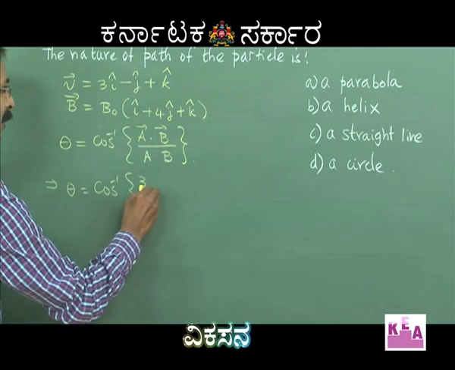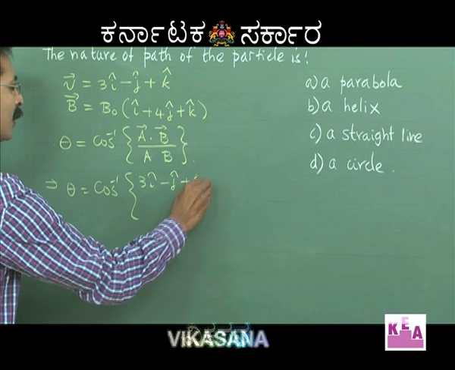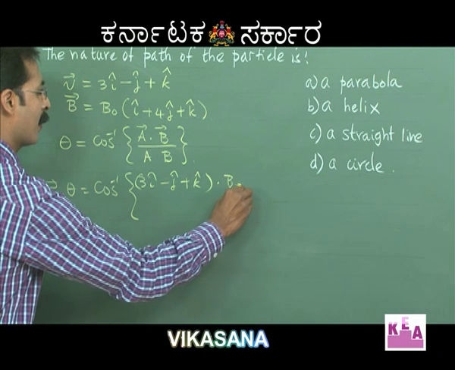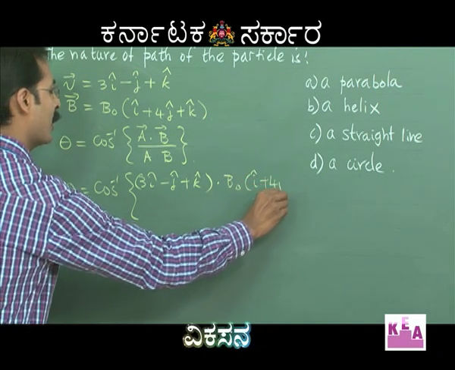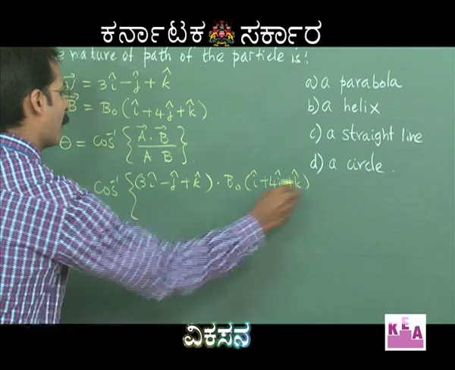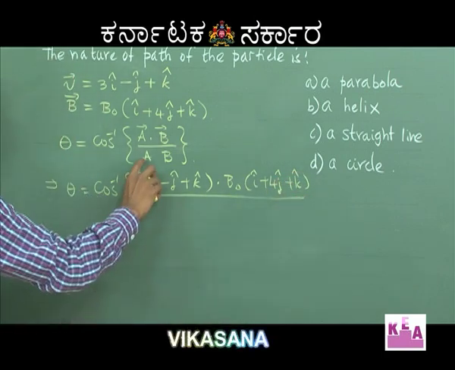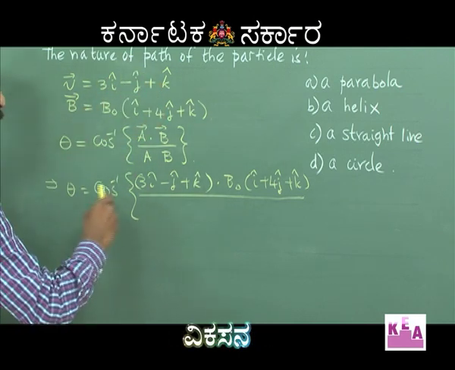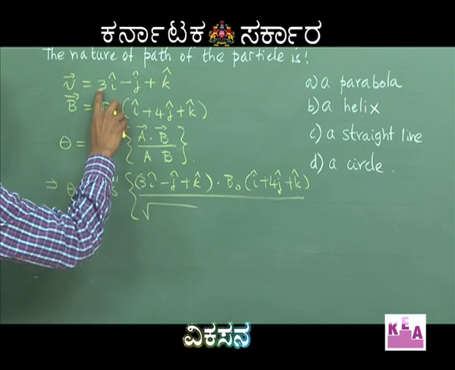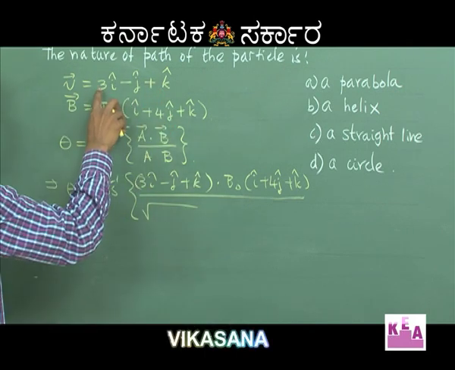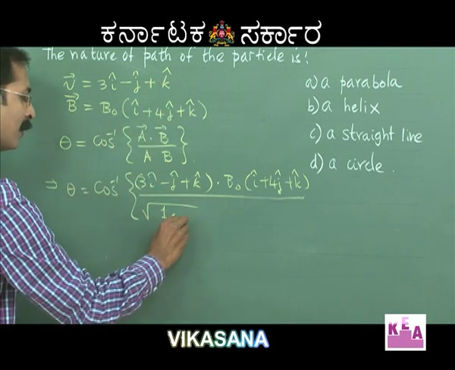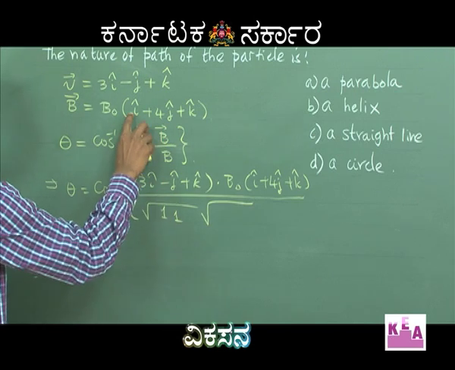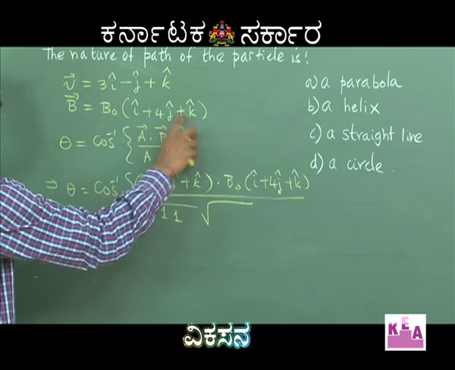That implies theta is equal to cos inverse of vector A dot vector B. This vector dot this vector, that is (3 i cap minus j cap plus k cap) dot (B naught into i cap plus 4 j cap plus k cap), divided by magnitude of vector A. Magnitude of any vector is square root of ax square plus ay square plus az square, that is square root of 3 square plus (minus 1) square plus 1 square, that is 9 plus 1 plus 1, that is 11, into square root of (B naught into 1) whole square plus (4 into B naught) whole square plus (1 into B naught) whole square.